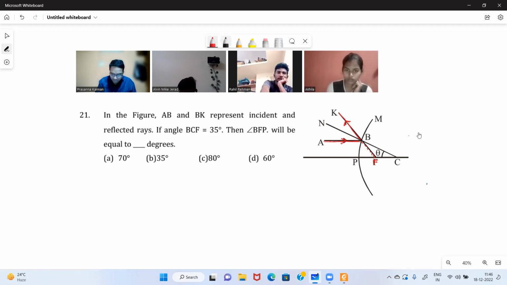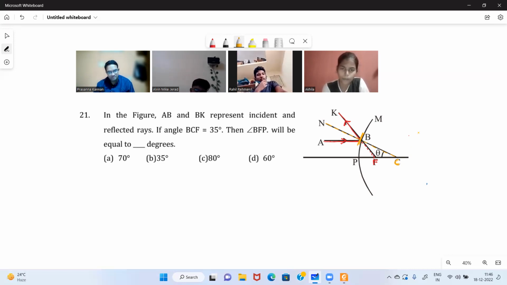And we know that whenever you draw the normal, it will always pass through what? Center of curvature, because the tangent at the point and the normal are perpendicular to each other at the point, correct? Now we are asked a few questions. Angle BCF, theta, is how much? 35 degrees. Then what will be BFP? That is asked, this angle.